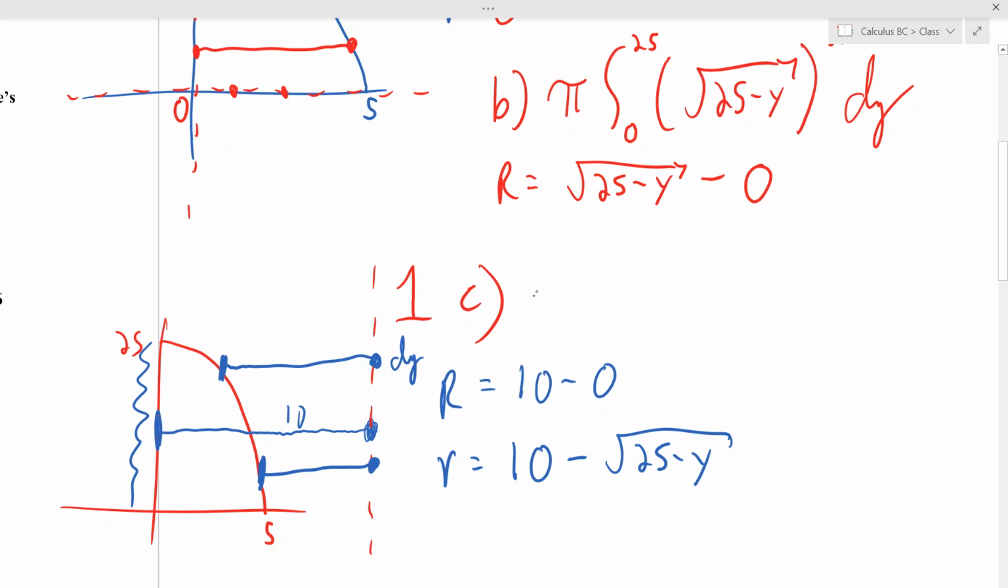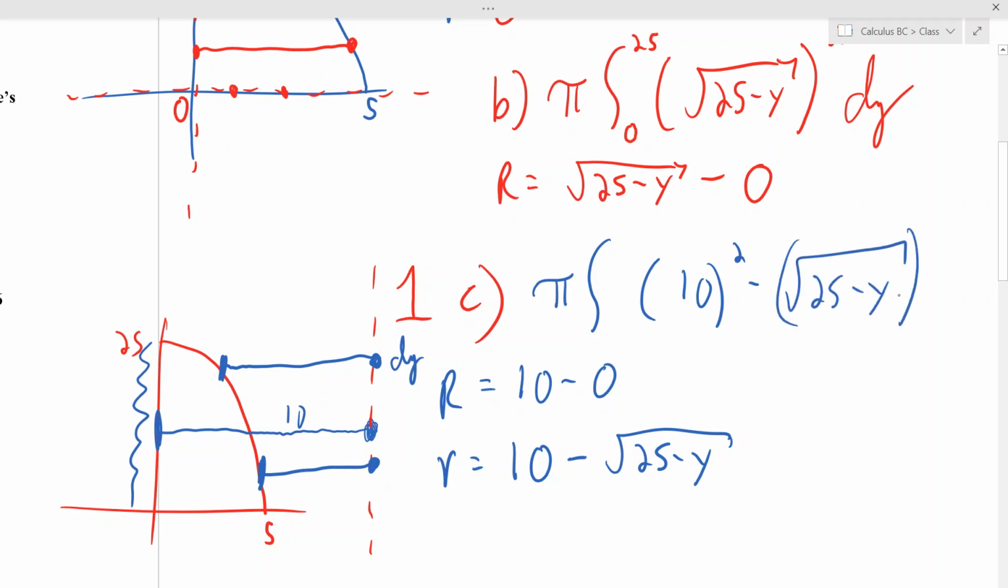Okay, so 1c is pi times the integral of big R squared, 10 squared, minus little r squared, which is root 25 minus y, in parentheses, squared, dy. And y is going to go from 0 to 25.